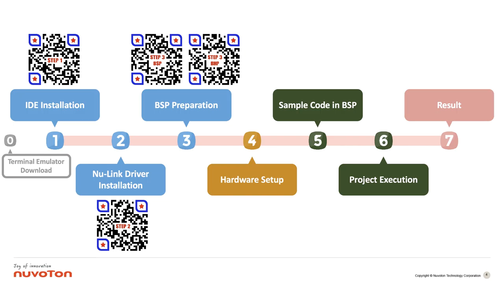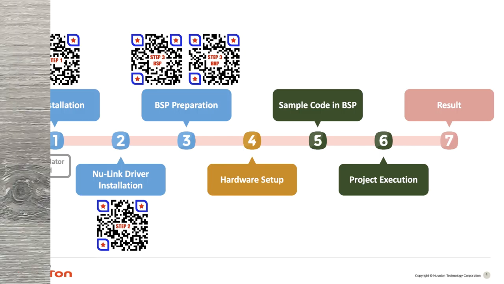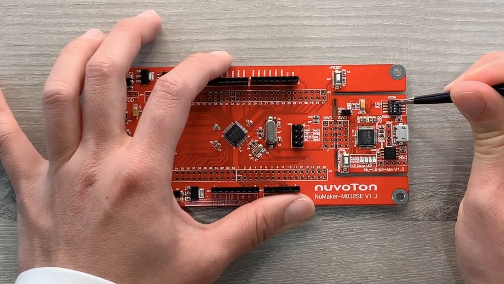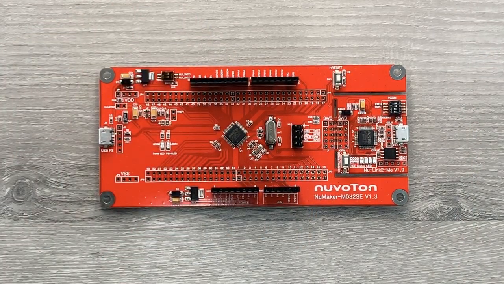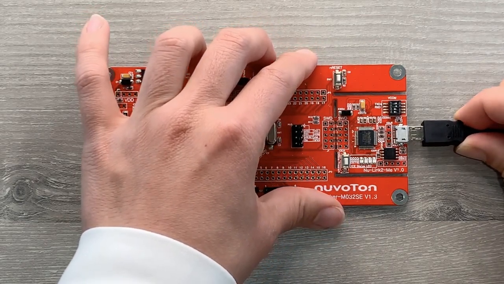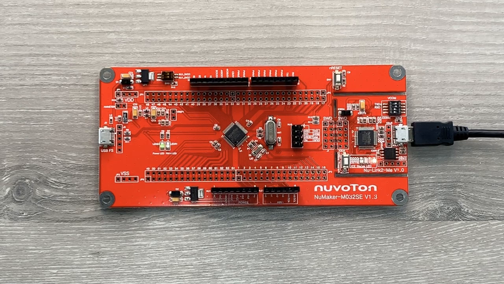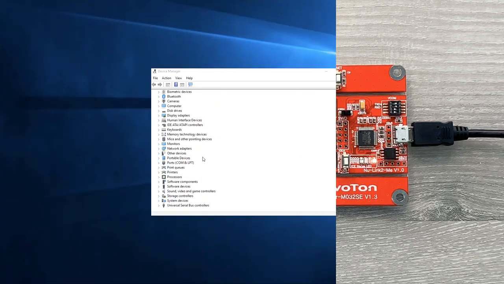We have already done steps 1, 2, and 3. Then let's go to step 4, hardware setup. In the hardware setup, there are 3 things to do. First, as we need to turn on the UART transmission between MCU and the NuLink-Me, we need to switch DIP switch number 1 and number 2 on. Then connect the NuLink-Me USB connector to the PC USB port by a USB cable. At last, we can go to Device Manager to check the status of the virtual COM.